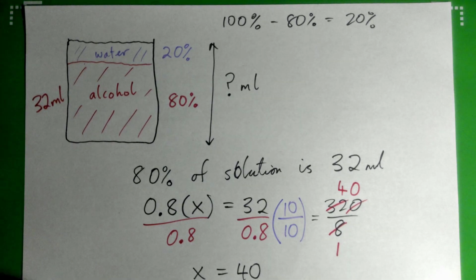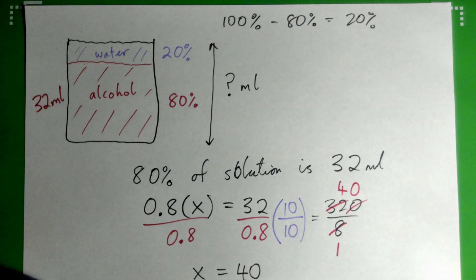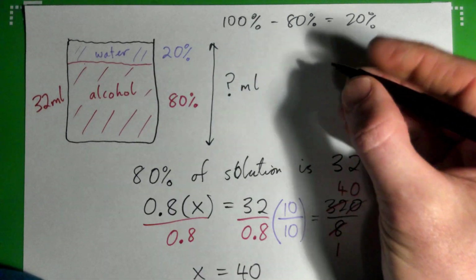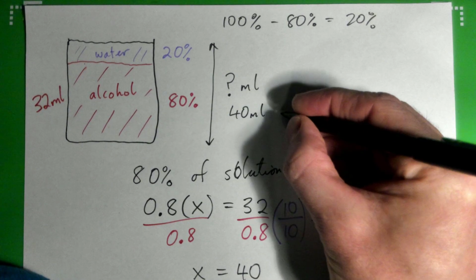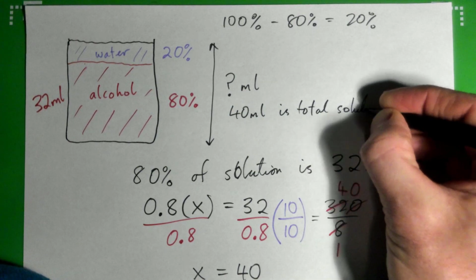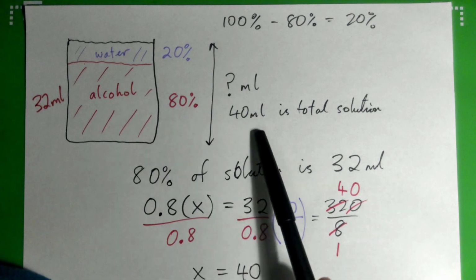Okay, so what does that mean in real life? What's the answer in English? Here's the whole. Yeah, the whole container is 40 milliliters. So the answer is 40 milliliters is the total solution in the container, right? Good. And does that seem right? Does it seem like we messed up, or does that seem correct?